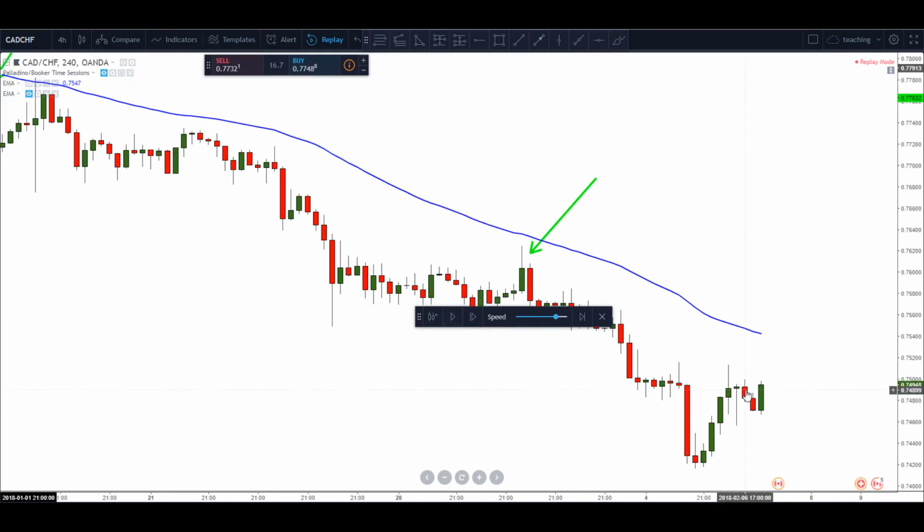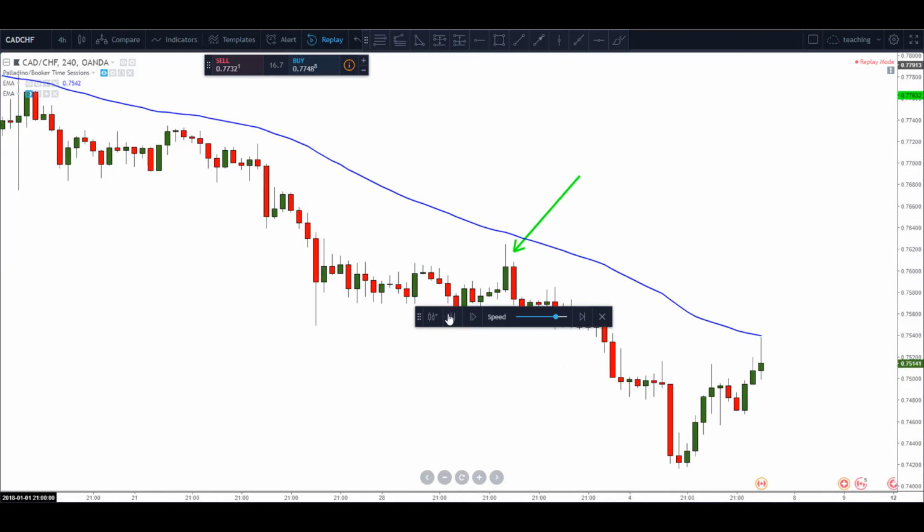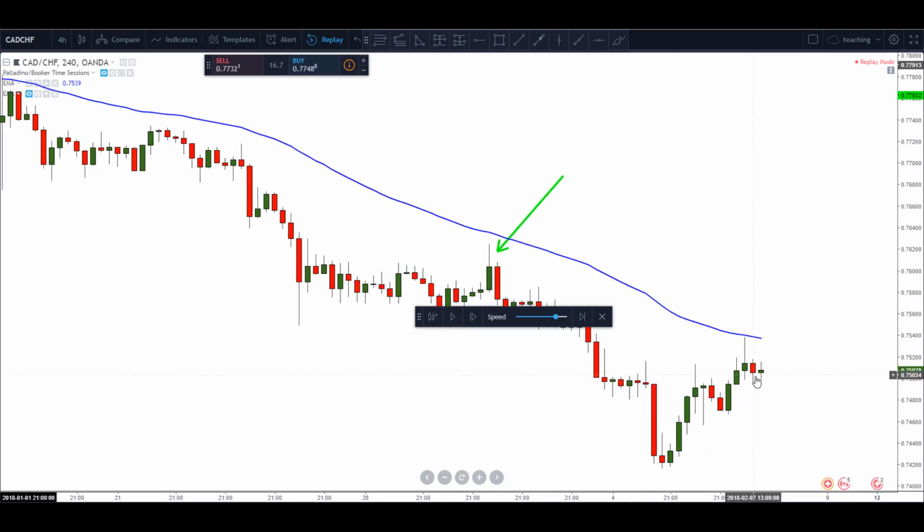Was this a valid entry? The answer to that's no. It's not a swing high, plus it was not a 1, 2, 3 engulfing move. Was this a valid entry? The answer to that, of course, is yes. Let's go ahead and see about why.